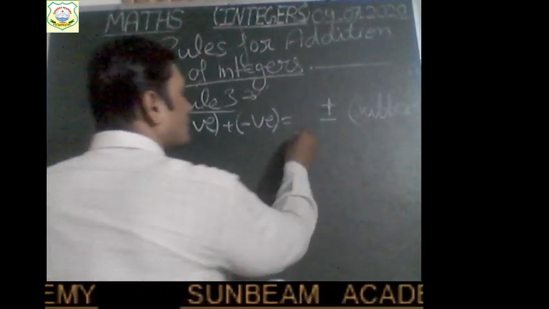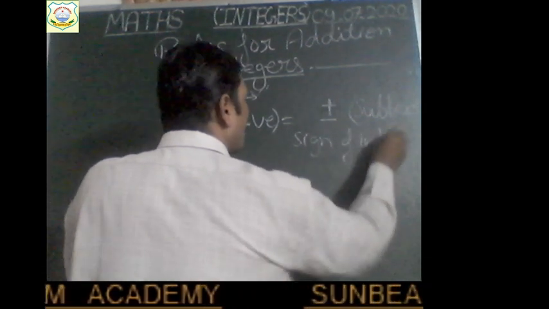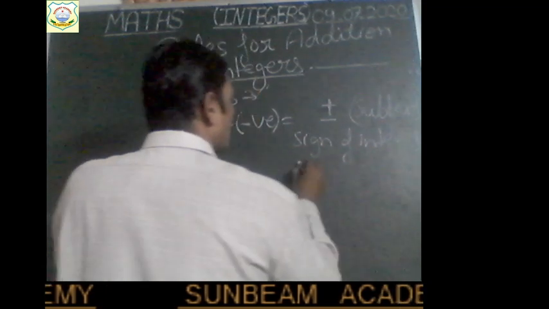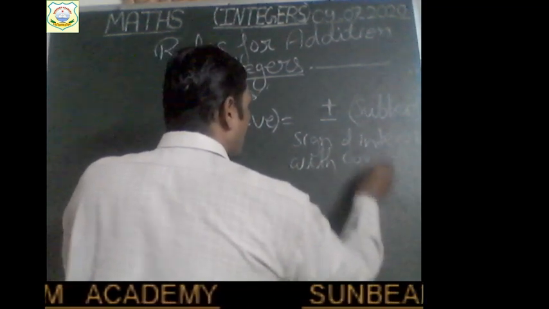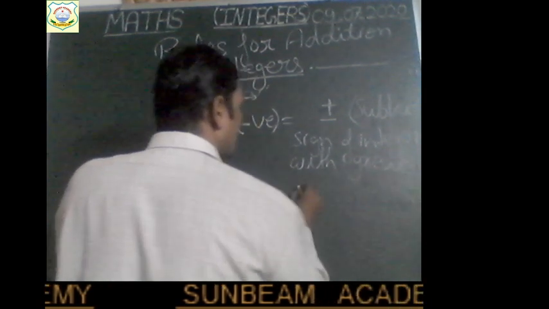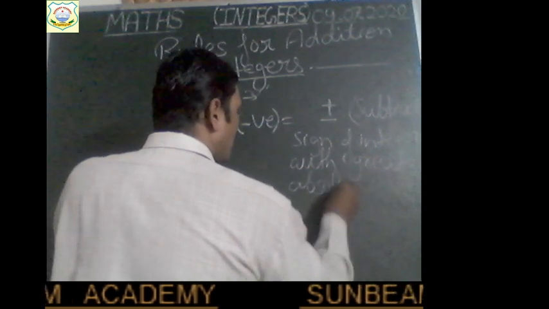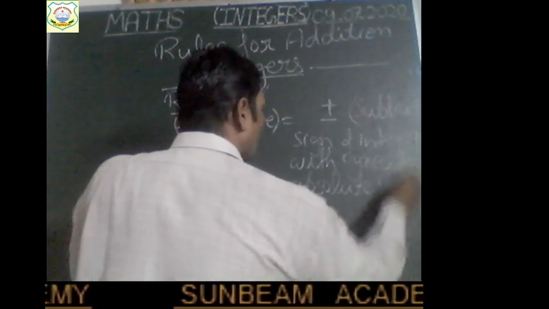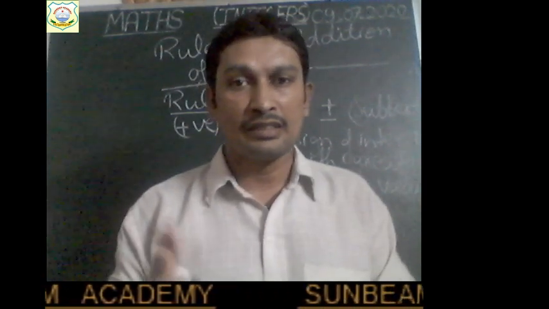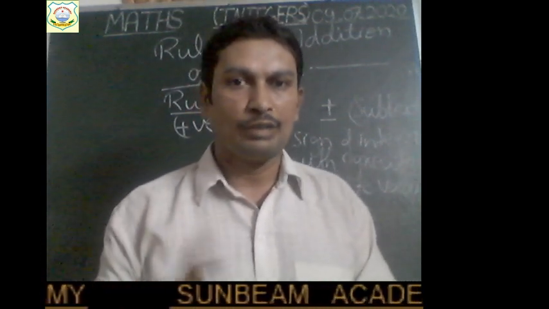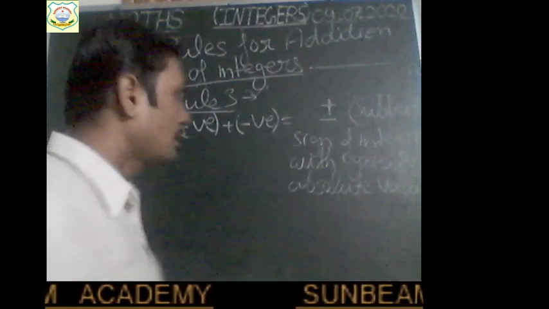So you will put the sign of the integer with greater absolute value. You will see which integer has greater absolute value, and you will put the sign of that integer only. Let us see with some examples.